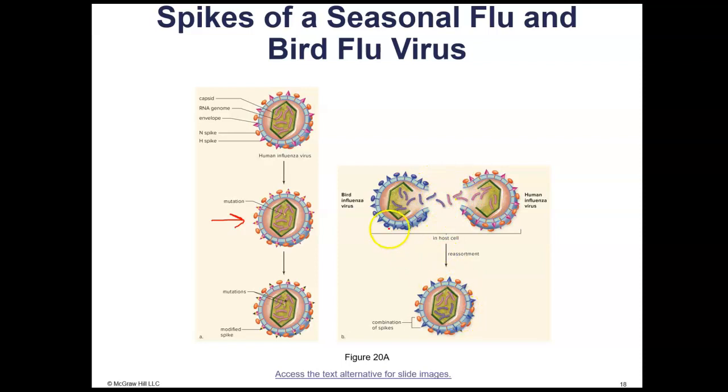And what can happen then is, notice all the spikes for the bird flu are this bluish purple color, and then the human flu are orange and pink. Now what we have is a combination human-bird flu, where you have the human N spikes and then the bird H spikes. So it's a mixture. And this flu is going to be able to infect birds and humans.